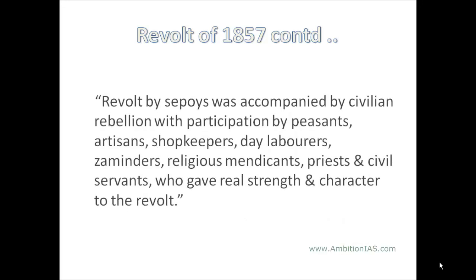Regarding the participation of the natives in the revolt of 1857, it could be summarized through this saying: the revolt by sepoys was accompanied by civilian rebellion with participation by peasants, artisans, shopkeepers, day laborers, zamindars, religious mendicants, priests, and civil servants who gave real strength and character to the revolt. Now, what we can observe here is that almost all sections of the society were a part of this revolt.